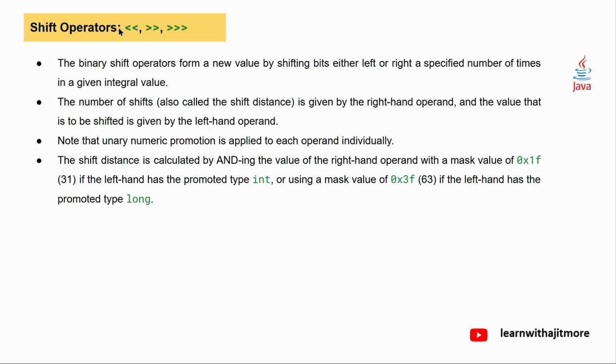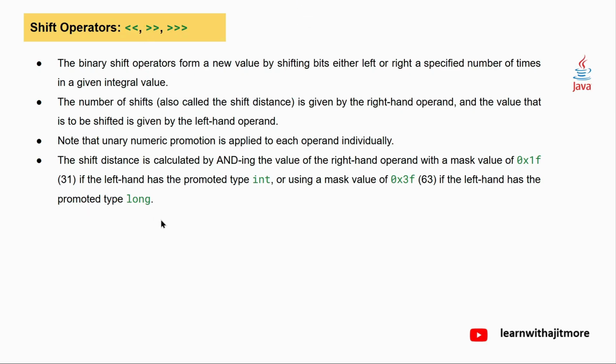Okay, I hope you're clear with it. And here promotions are applied, but only the first one is promoted, and therefore we call it unary promotion. The first one is promoted either to int or to long. Only two promotions are allowed.